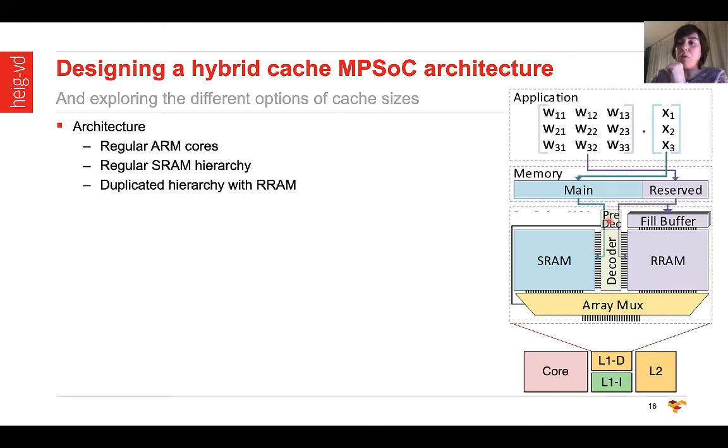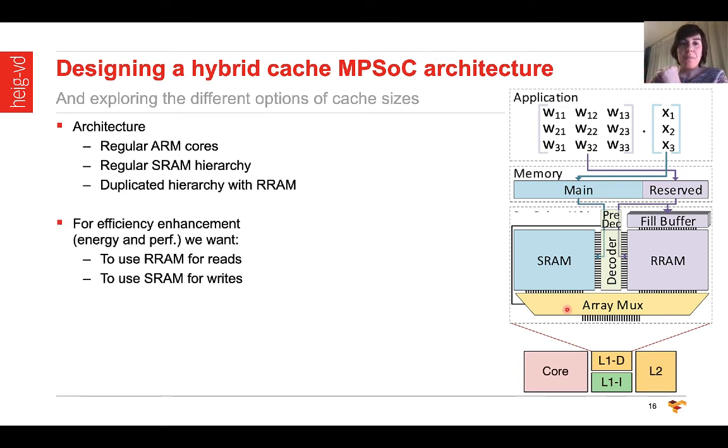And then what we will do is, everything that is weights of the neural network will go into the resistive RAM, whereas everything that is inputs will go to the regular static RAM. In this way, we will be able to take advantage of the benefits of one and the other. So basically, as I said, for efficiency enhancement, we use resistive RAM for reads and we use the SRAM for writes.